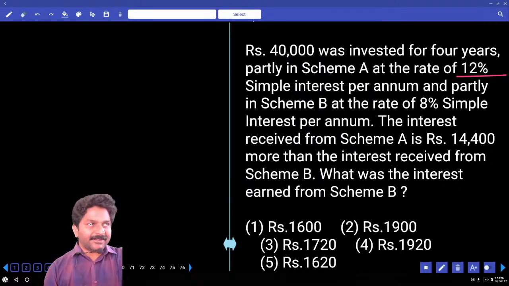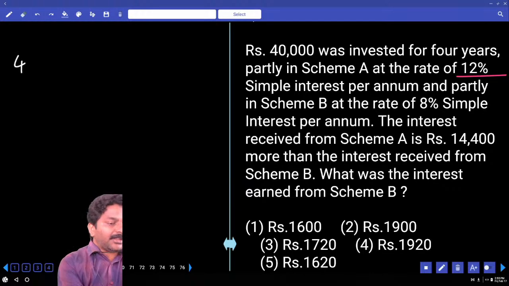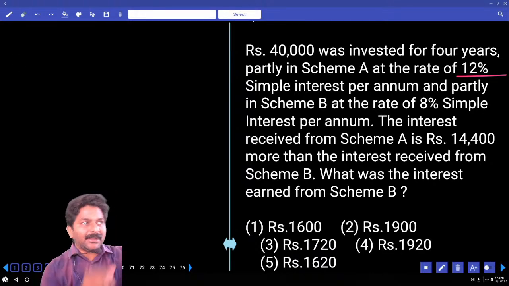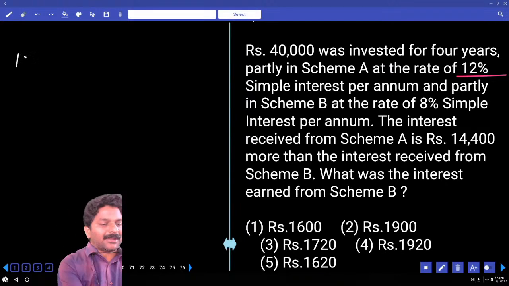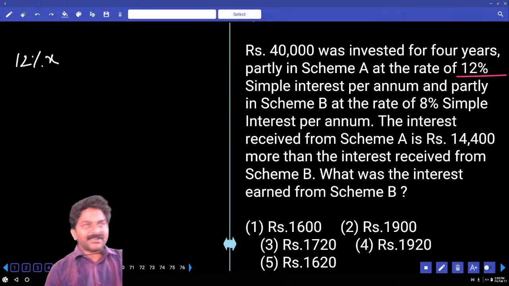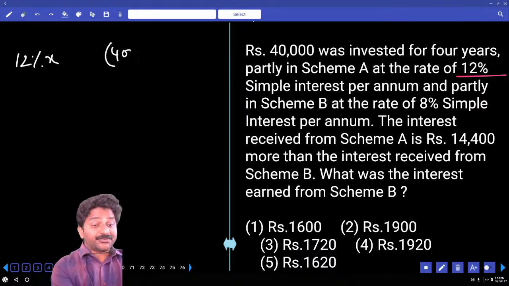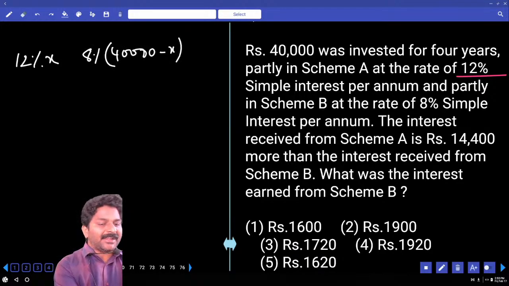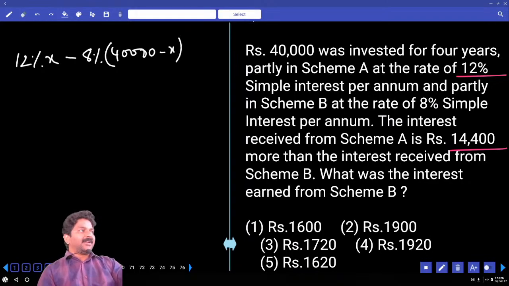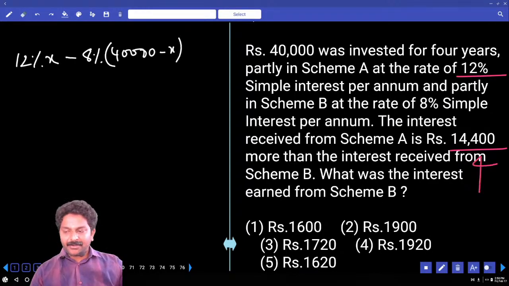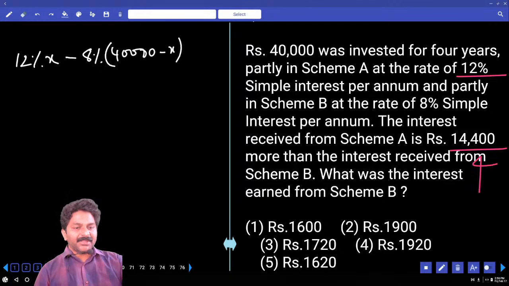scheme A 12% rate of interest for 4 years, 48%. Otherwise, you can convert into 1 year also, because this is about simple interest. So let's convert into 1 year data. Interest obtained from the first scheme is 12% of X. Second scheme principal becomes 40,000 minus X. Upon this we will calculate 8%, and this is going to be 1 year interest difference. For 4 years the difference is 14,400, per year that is divided by 4. It's going to be 3,600.